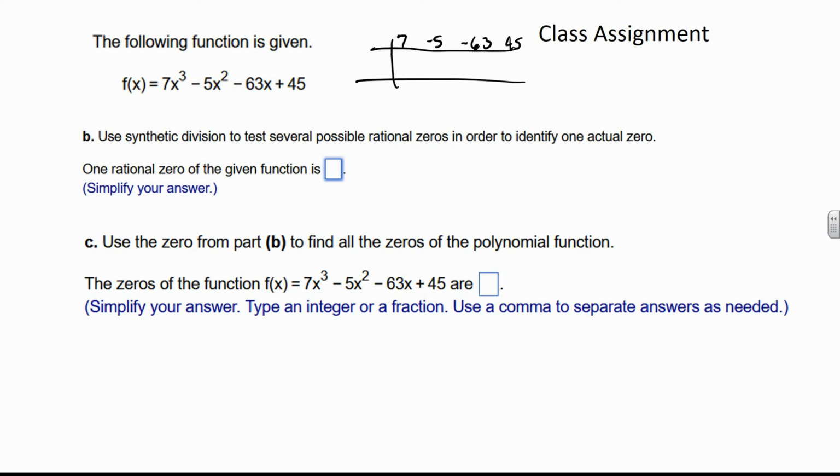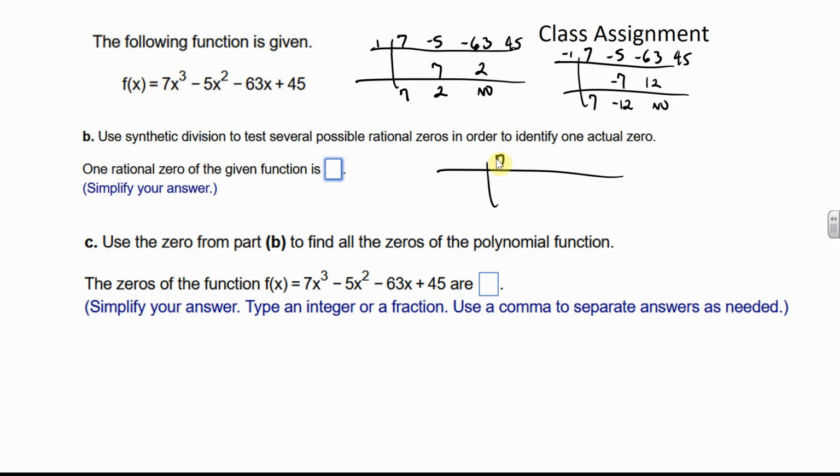You start off young, plus or minus 1, test those, plus or minus 3, test those, see if one of those works, and then move to plus or minus 5. So let's see, I'll test the 1. I'm sorry, 7. Then this is a 7, 2. That's not getting us anywhere. No, I'm not going to get 0. Now negative 7, negative 5, negative 63, 45. You think negative 1 will work? I don't think negative 1 is going to work, but let's just try it anyway. Negative 7, negative 12. That's not going to work. I'm not going to get 0 over here. So I have a hunch that maybe one of those 3s will work.